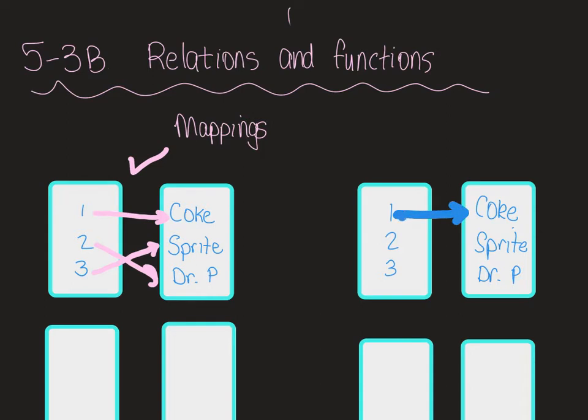Let's say I have this Coke machine though, and sometimes I push button 1 and I get a Coke, but sometimes button 1 malfunctions and gives me a Sprite. Button 2 always gives me a Dr. Pepper, and button 3 always gives me a Sprite. Because this button sometimes gives me a Coke and sometimes gives me a Sprite, this is not a function.